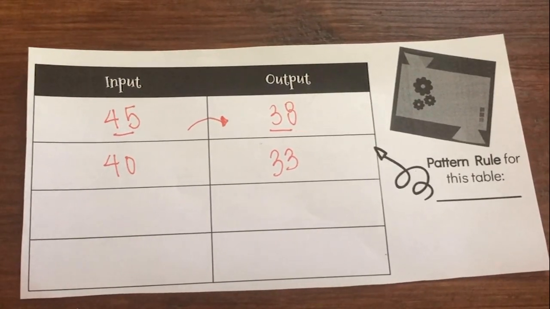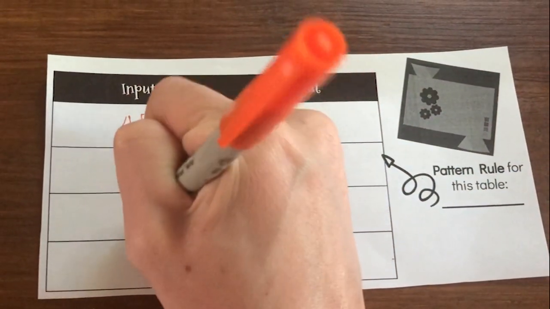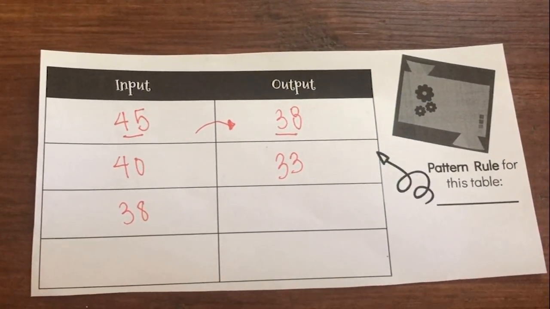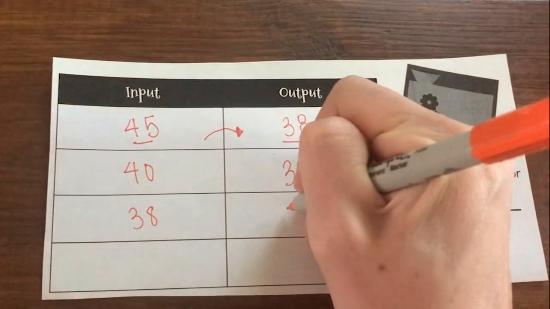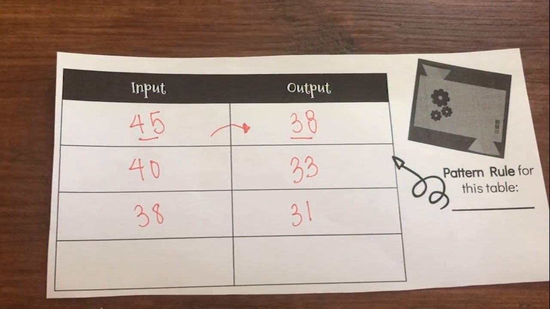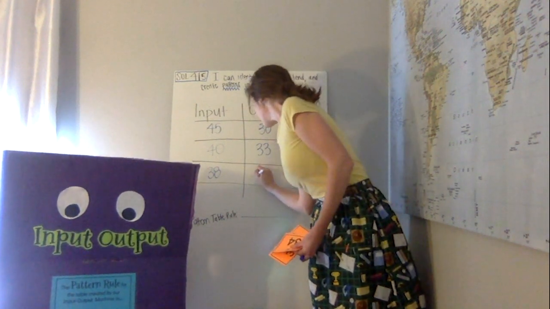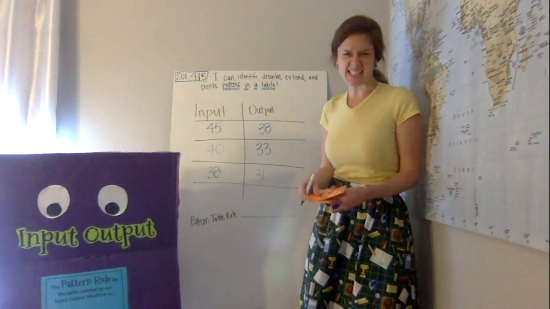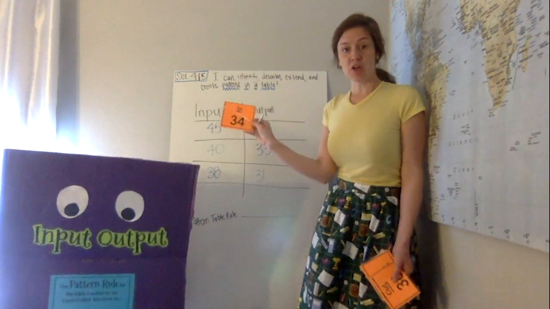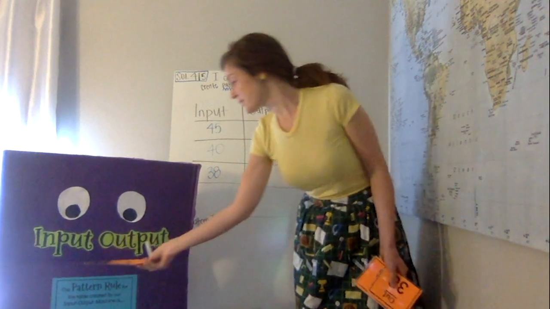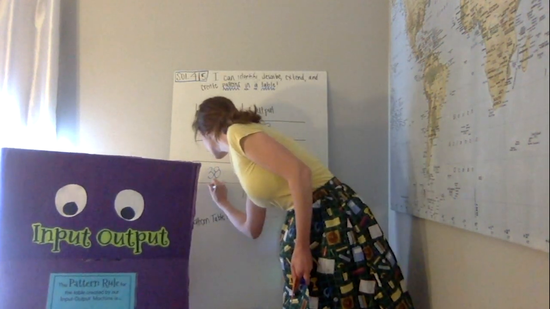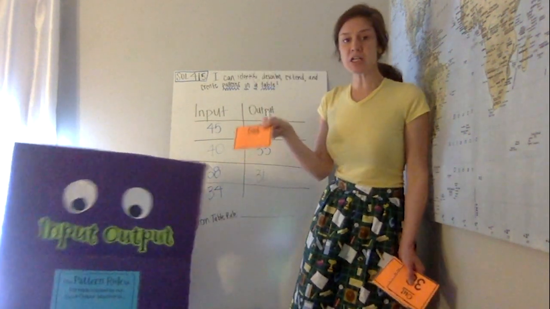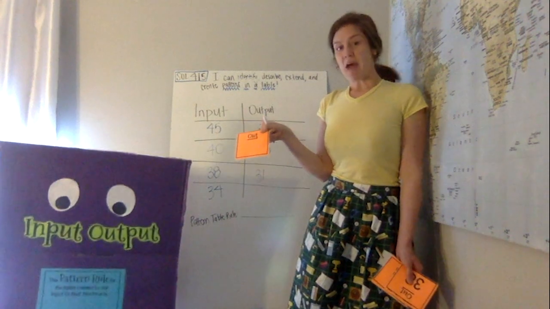Let's try another one. 38 goes in. Let's see. We know we're going to use the operation of subtraction if it's smaller. And 31 comes out. Record that on the output side of our table. We'll try one more with our machine today since he seems so hungry for numbers. Yum, yum, yum, yum. 34 goes in. 34. Thank you, input-output machine. Nothing came out.